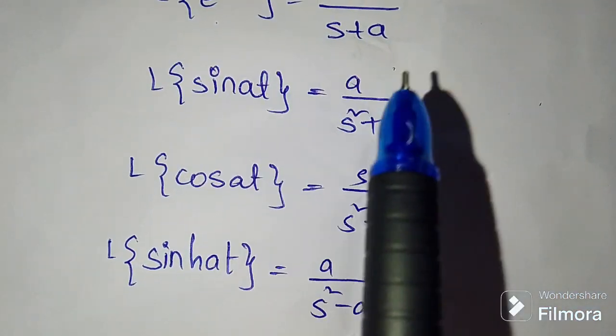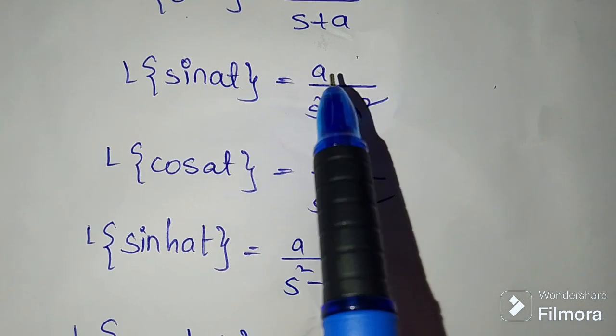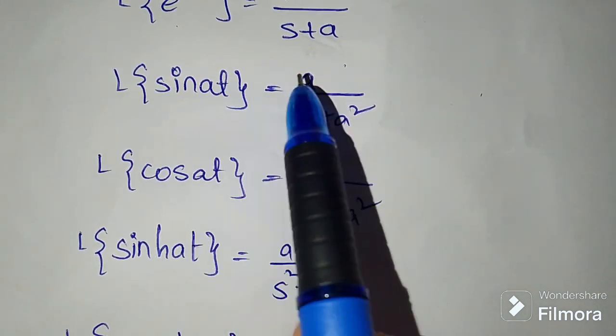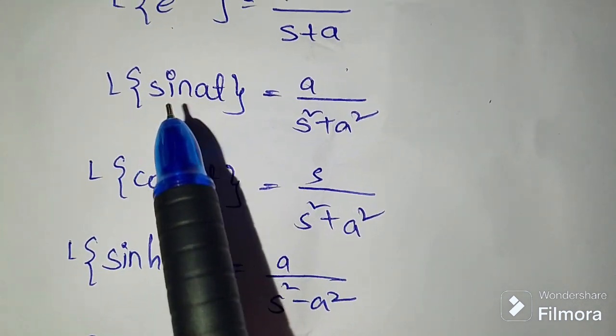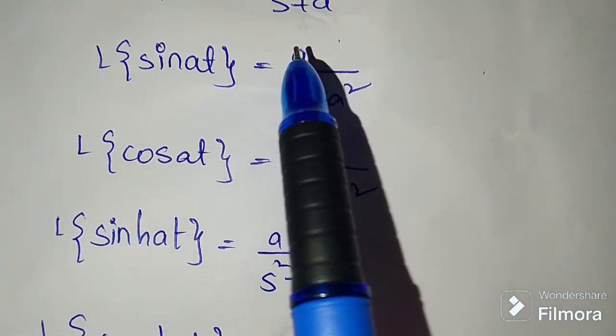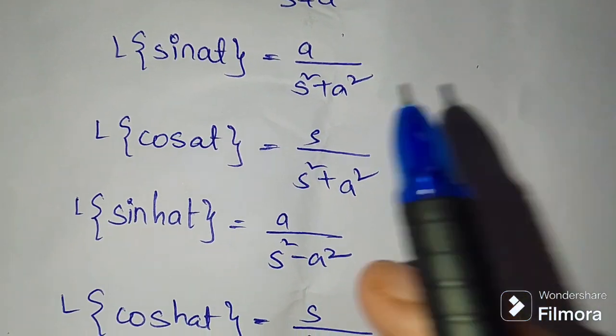For sine, we write a here, but for cos, we write s. A is nothing but constant. It's like sine 2t, sine 3t, cos 2t, cos 3t. So in sine we give importance to a, and in cos we give importance to s. And here both are positive.